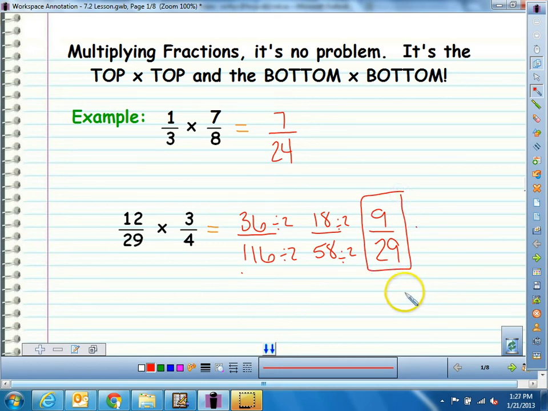Whew, that was a lot of work in there. Some big numbers to have to use. But no matter what, this would always work. I know I can always fall back on this, that top times top equals top, bottom times bottom equals bottom, and then go through and simplify. Let's keep moving.